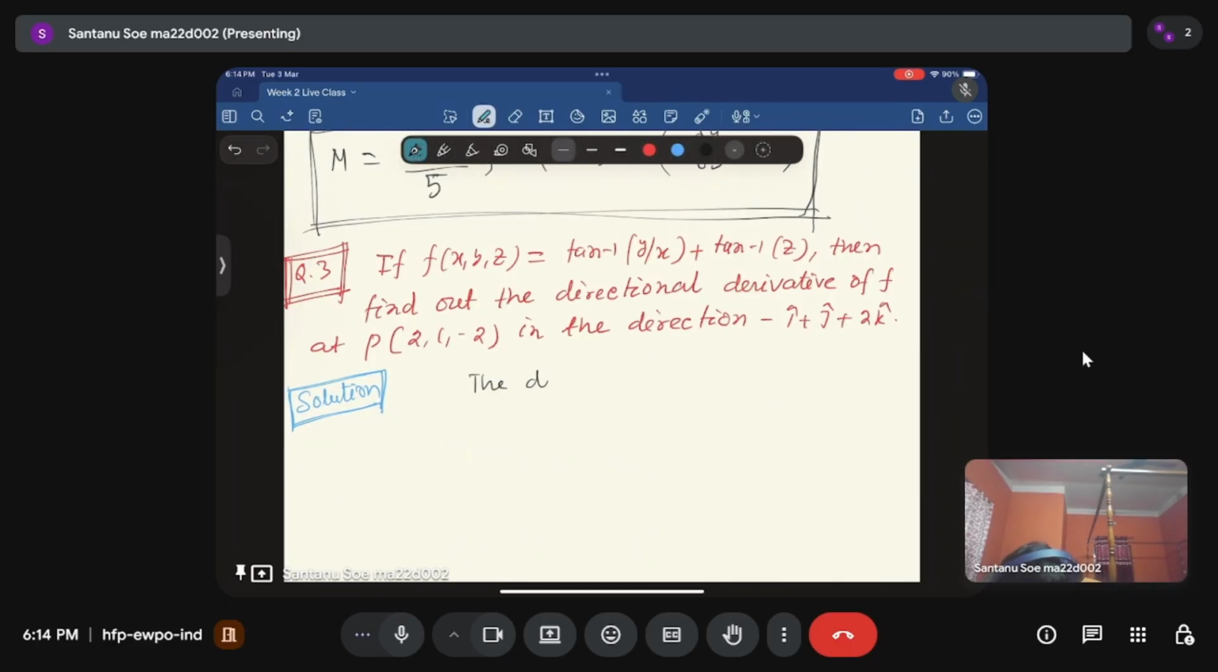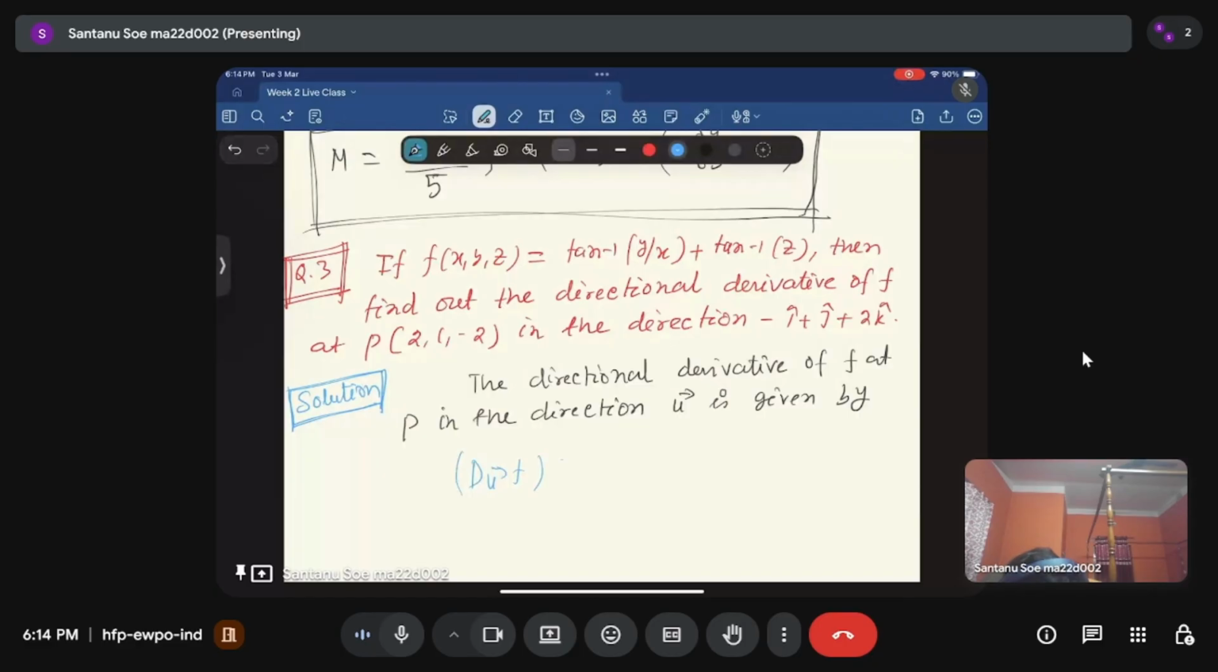So the directional derivative of f at p in the direction u is given by D_u f at p equals the gradient of f at p dot u, when f is differentiable.